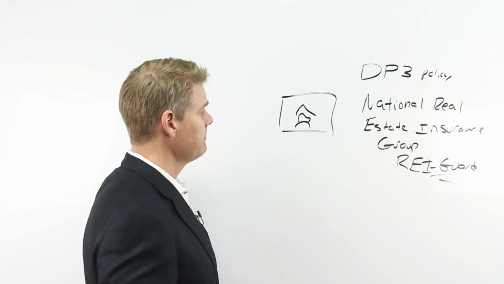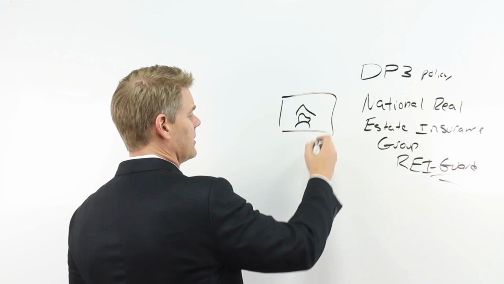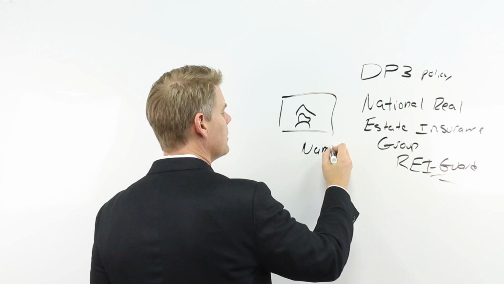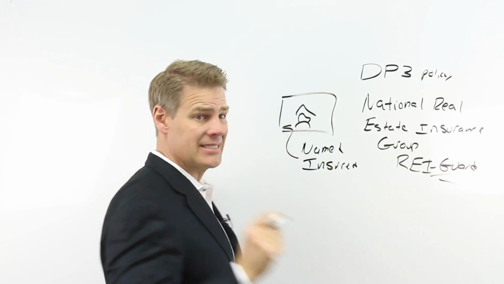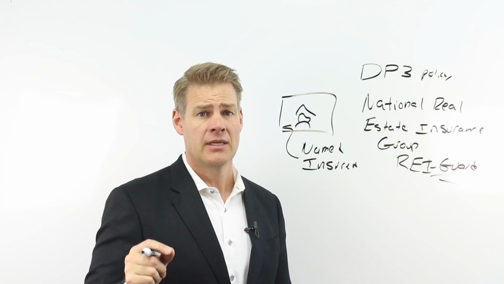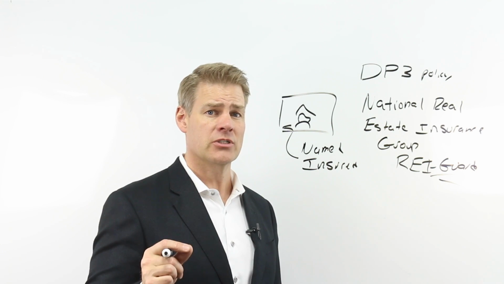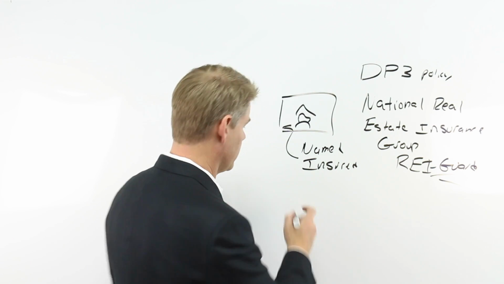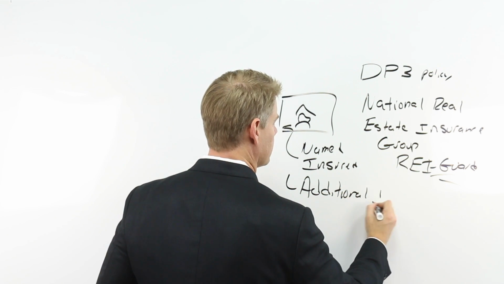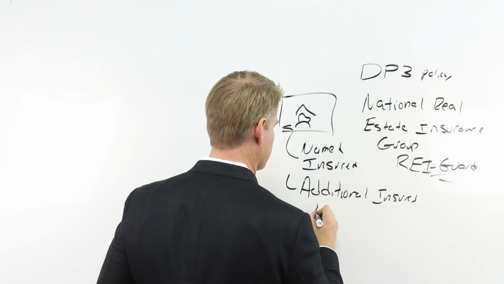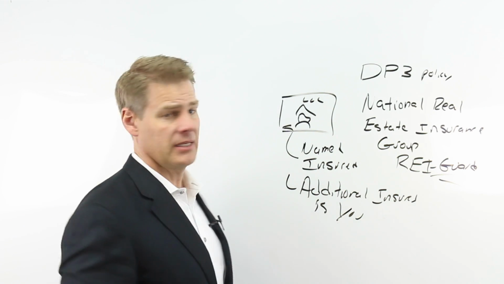Okay, so you get your policy. When you go to obtain your policy, what you're going to want to do is make sure you have the LLC listed as the named insured. All right, that's important. Your LLC is the named insured under the policy. Now, if you're the property manager or the manager of this LLC, you should list yourself as the additional insured under your policy. So your LLC is the named insured. You're going to be the additional insured.